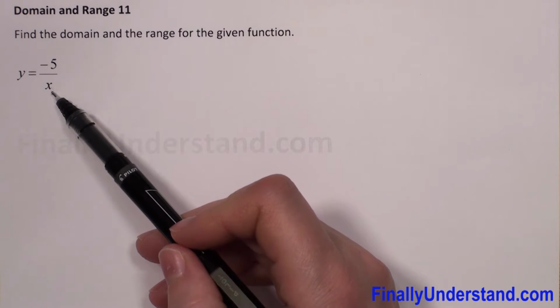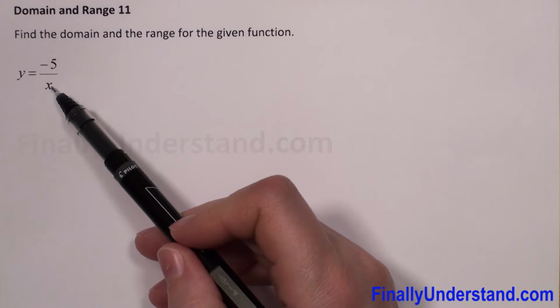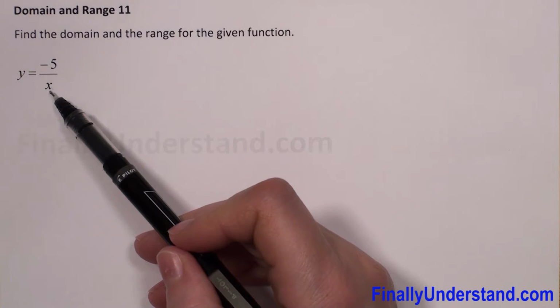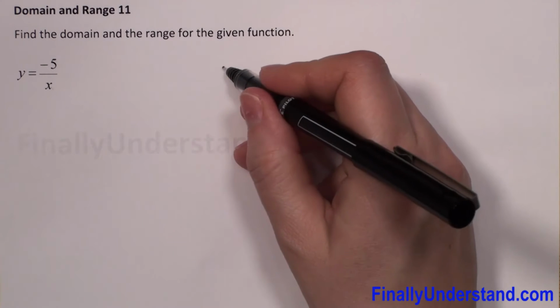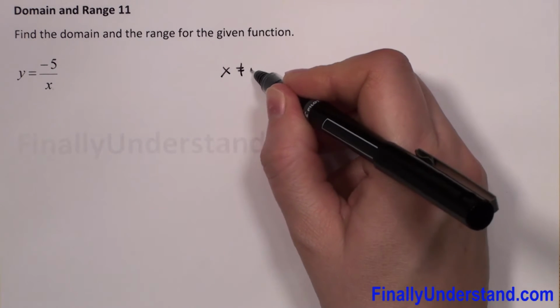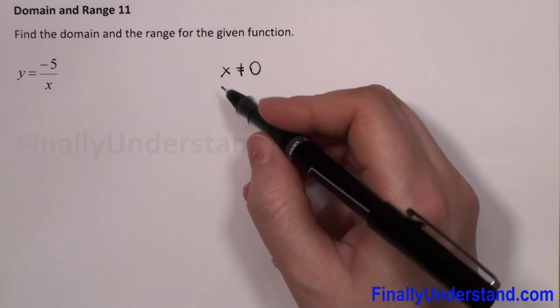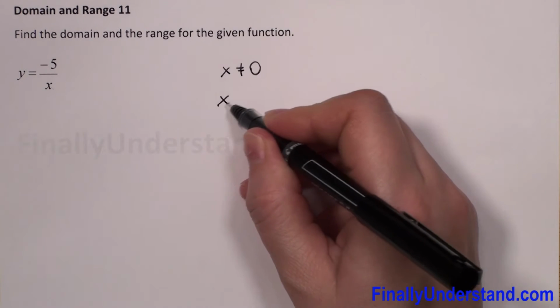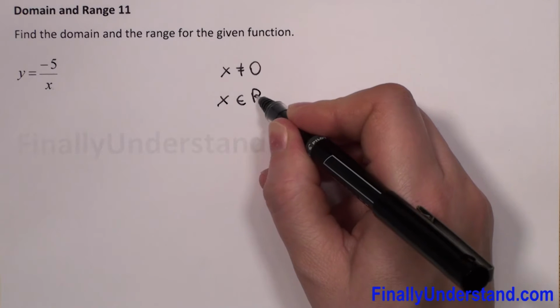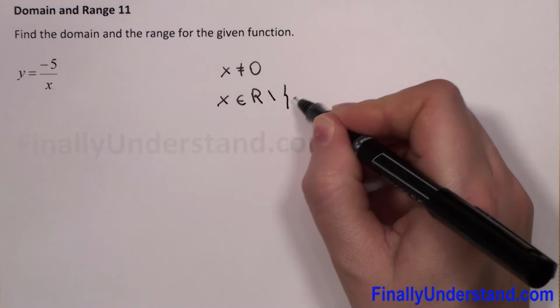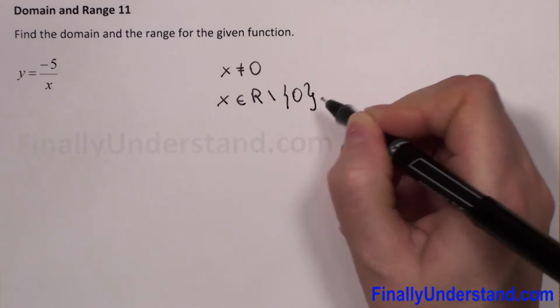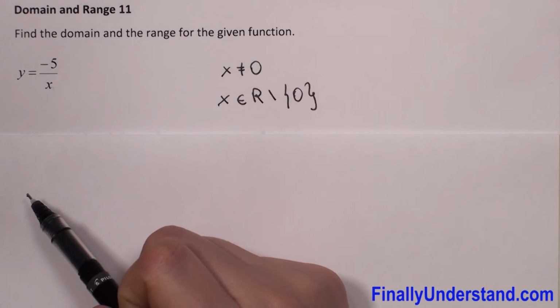x is in the denominator. We know that we cannot have 0 in the denominator. We never divide by 0. So now our x must be different than 0. So we can write our domain will be all real numbers excluded 0.